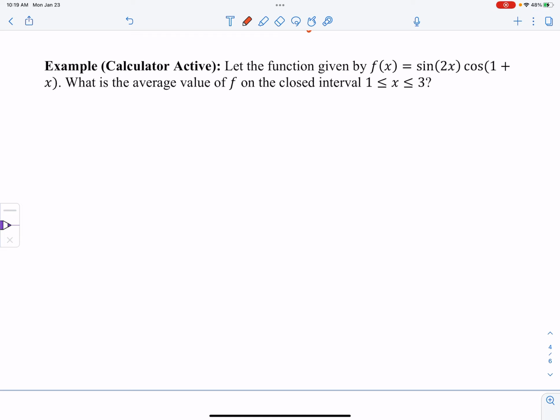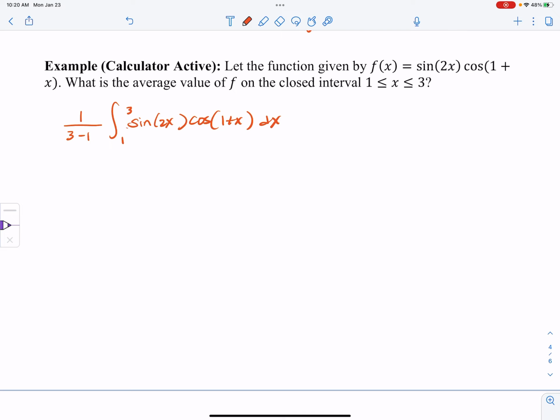So that means average value will be 1 over 3 minus 1 times the definite integral from 1 to 3 of f of x. So of sine of 2x times cosine of 1 plus x, which you do not know how to integrate, which is why you have to use your calculator. So guess what? You just type that all into your calculator. Make sure you are in radians.